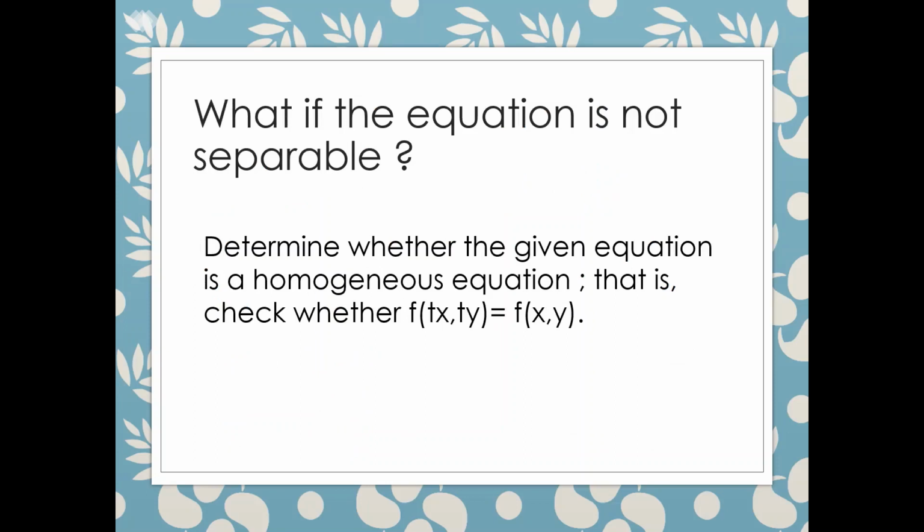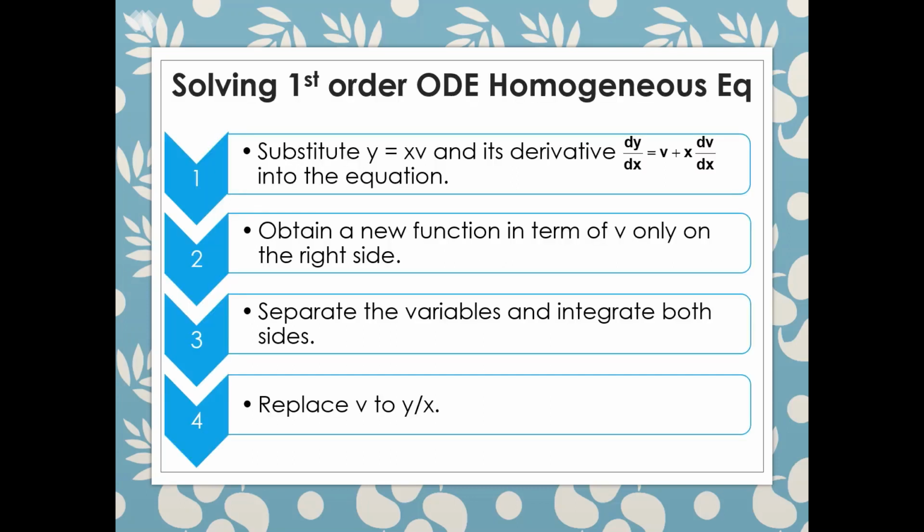What should you do if the equation is not separable? You need to determine whether the equation is a homogeneous equation or not. That is by checking whether f(tx, ty) equals f(x, y). If the given equation is homogeneous, these are the steps to solve it.